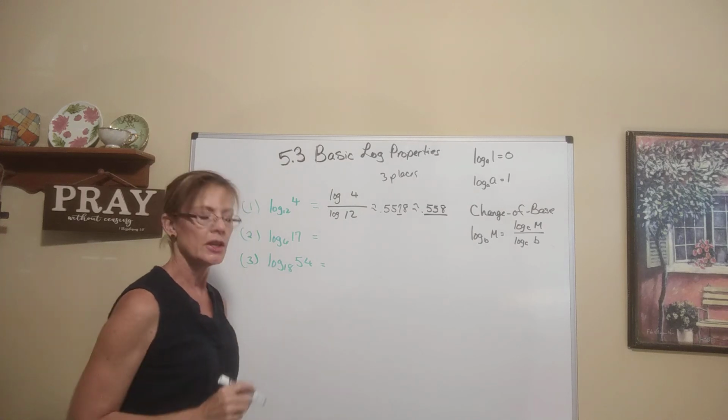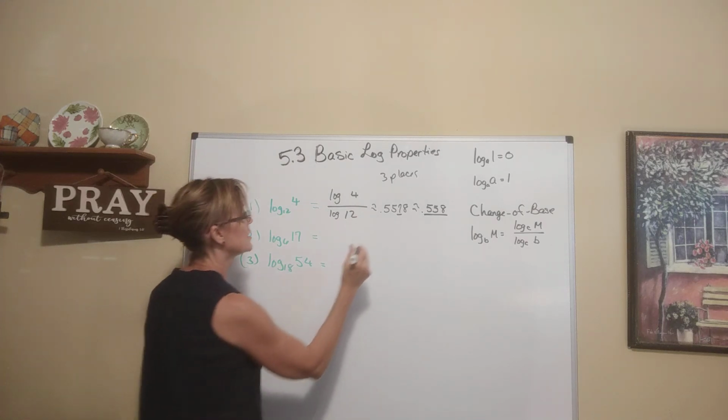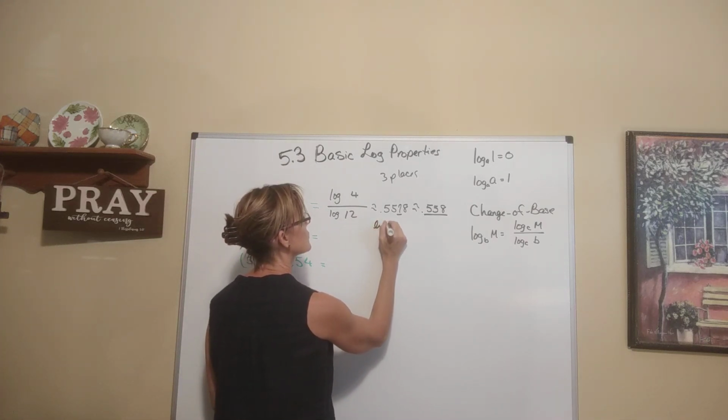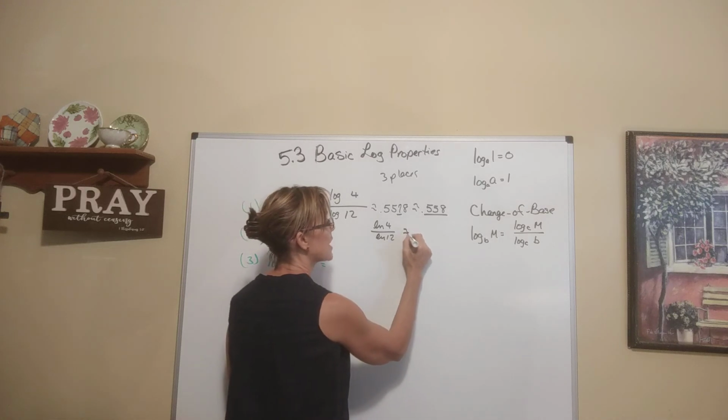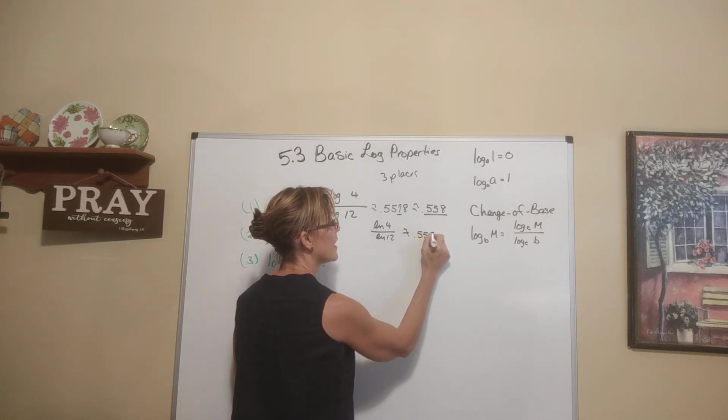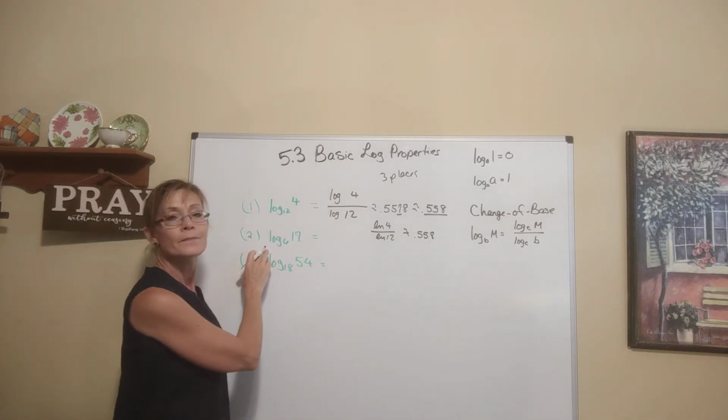Now, what if you didn't choose log base 10, but you said this is equal to the natural log of 4 over the natural log of 12? You can put that in your calculator, and you will also get exactly 0.558.